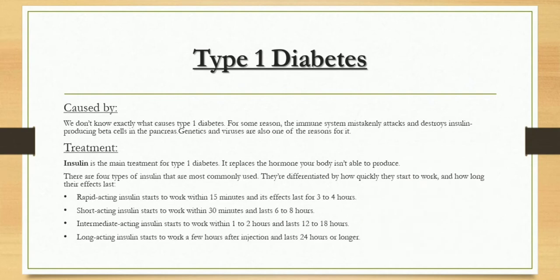What causes type 1 diabetes? We don't know exactly what causes type 1 diabetes. For some reason, the immune system mistakenly attacks and destroys insulin-producing beta cells in the pancreas. Genetics and viruses are also some of the reasons for it.